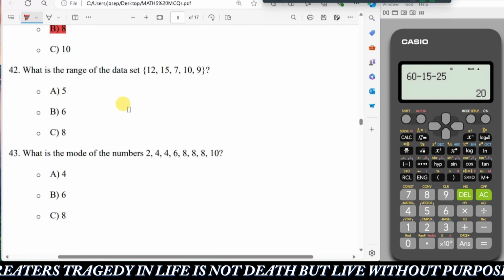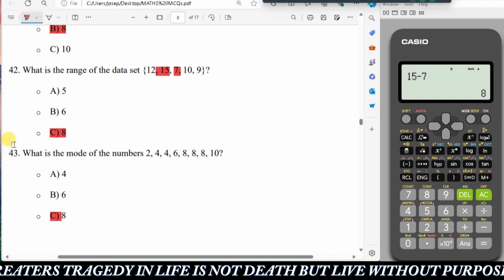What is the range of the data set? The range is the highest value minus the least value, or the maximum value minus the minimum value. So looking at this data set, what's the maximum value? It is 15, right? Maximum value is 15. And the minimum value here is 7. So you take 15 minus 7 and you'll be able to get your answer as 8. So the correct answer here is C.